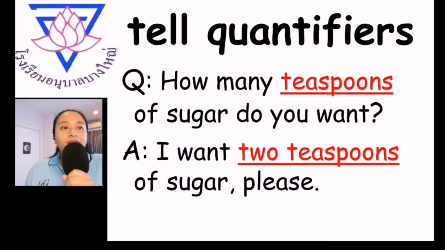Okay, now listen. If you want only 1 teaspoon, you will say, I want 1 teaspoon of sugar, please. Only 1 teaspoon. Otherwise, if you want 2 teaspoons, you will add the letter S to the word teaspoon. So you will say, I want 2 teaspoons of sugar, please.